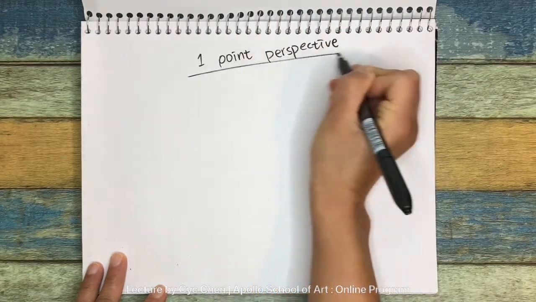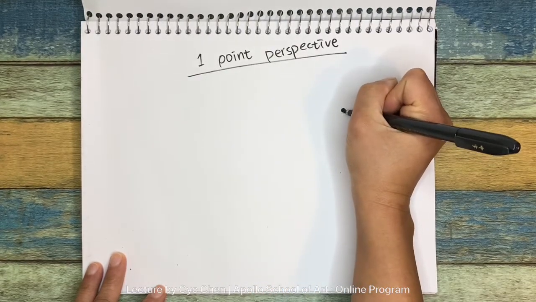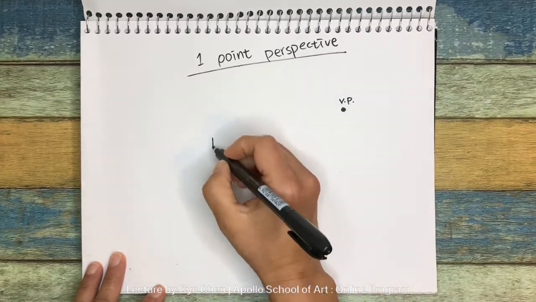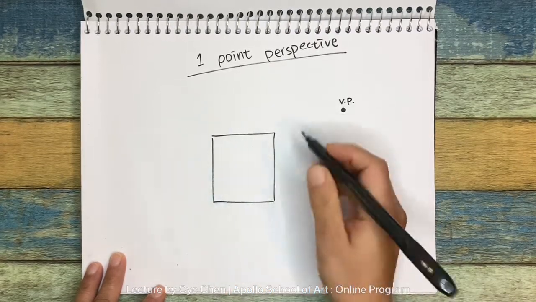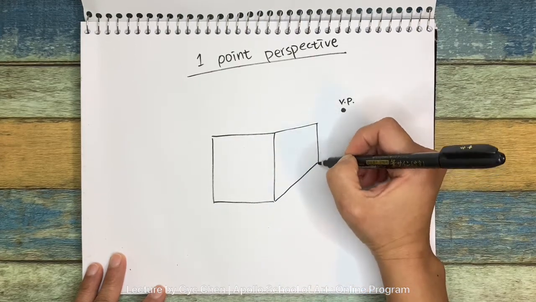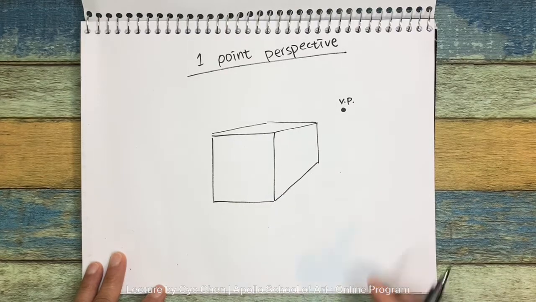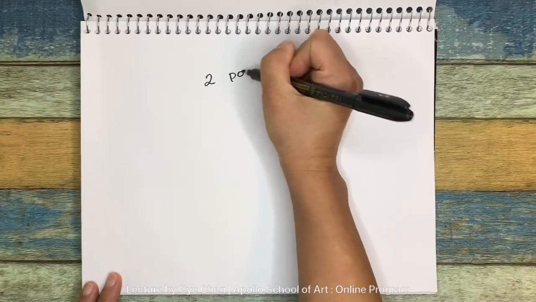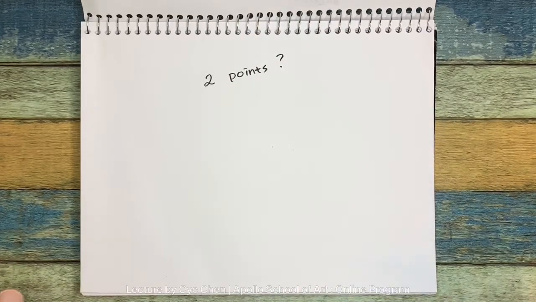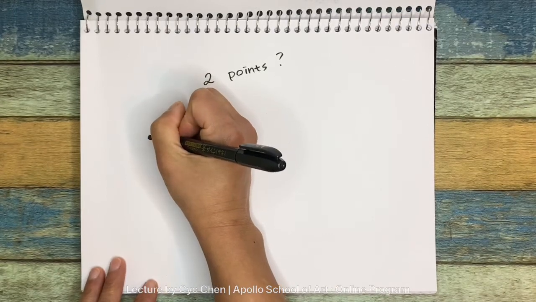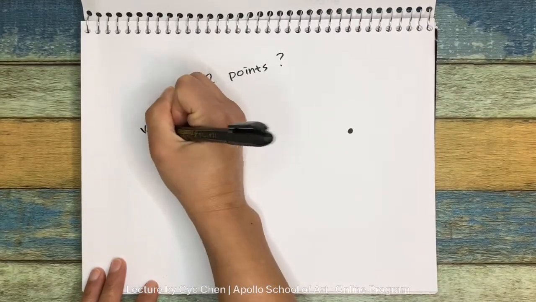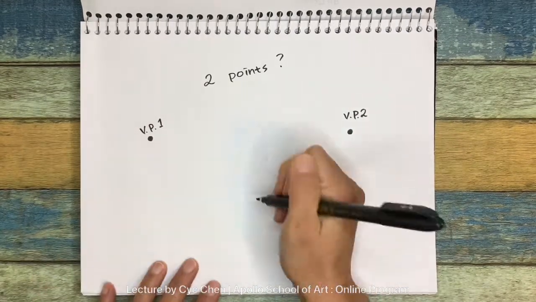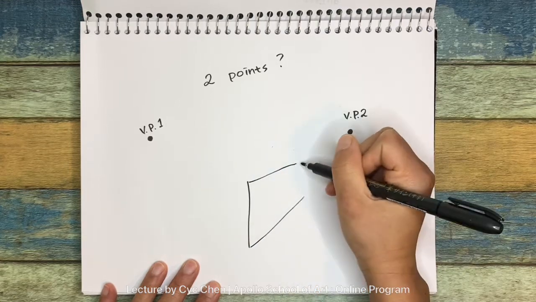Alright, when we say 1 point perspective, it means we have a point right there. We say that's VP, vantage point. So we use the point to create a 3D object. So that's the 1 point perspective. Alright, and how about 2 point perspectives? We have 2 points, 1 and 2. So we say that's VP 1 and VP 2. We use 2 points to create a 3D object.